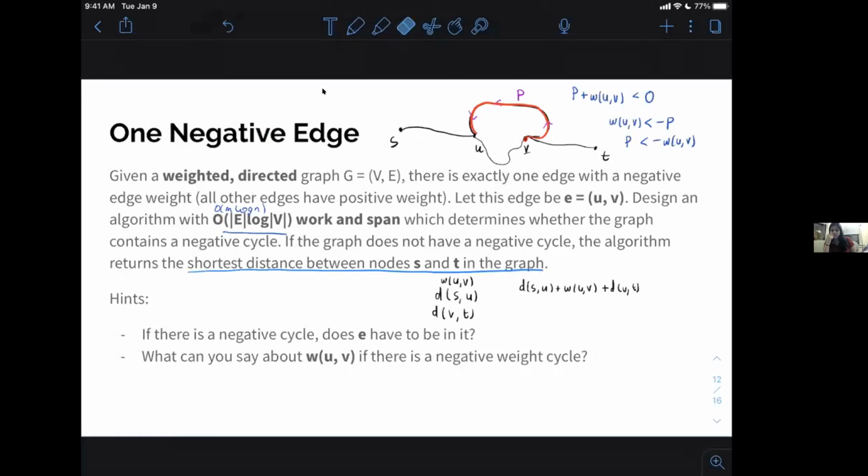Yeah, it's with the UV edge removed. What do you mean? How we find the UV? Yeah, you're given the weight of UV.